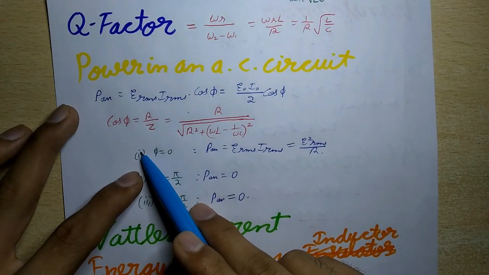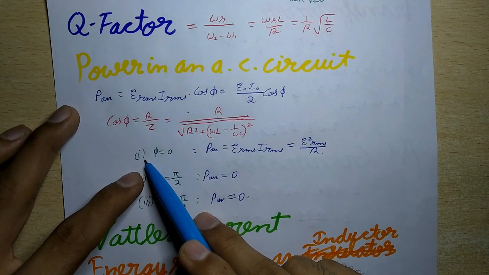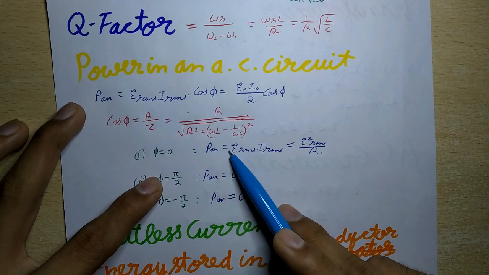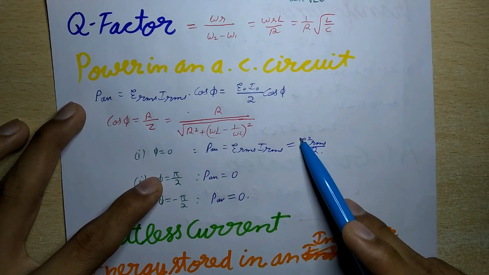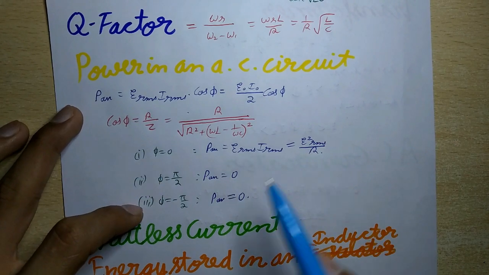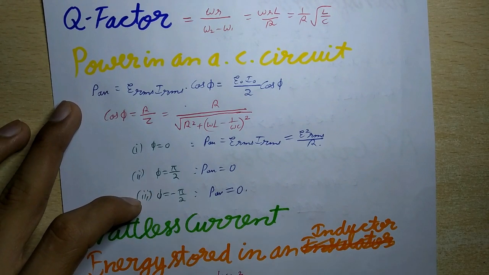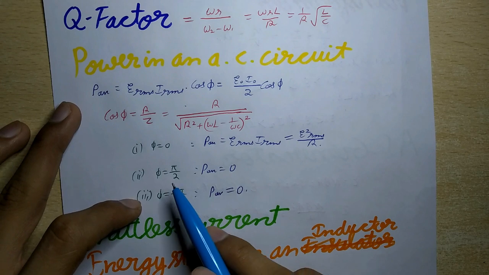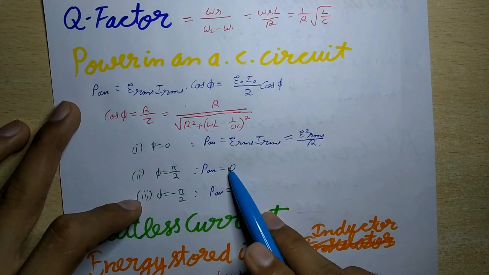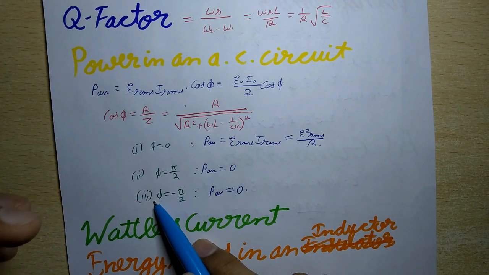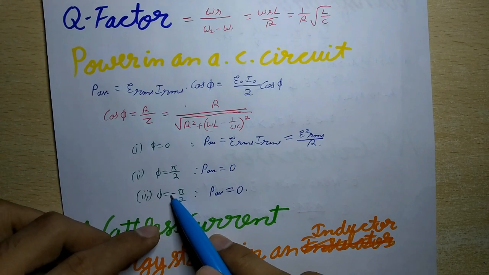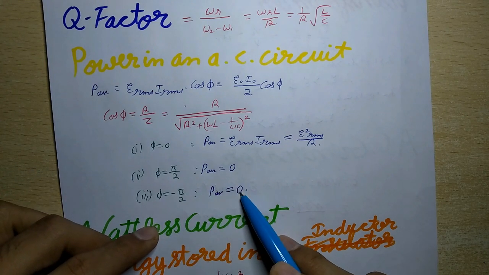Now first case, for a pure resistive circuit, phi equals 0, P average equals E_RMS I_RMS, equals E square RMS upon R. And second, for a pure inductive circuit, phi equals pi by 2, that is 90 degrees, and P average will be equal to 0. And for a pure capacitive circuit, phi equals minus pi by 2, and P average will be equal to 0.